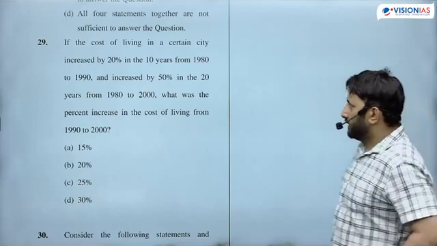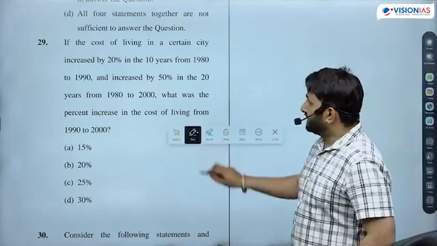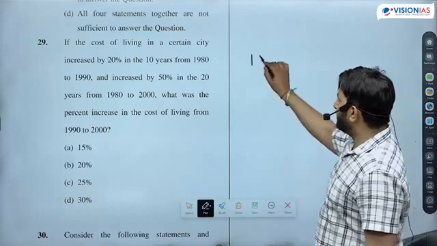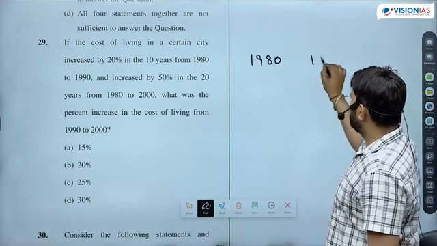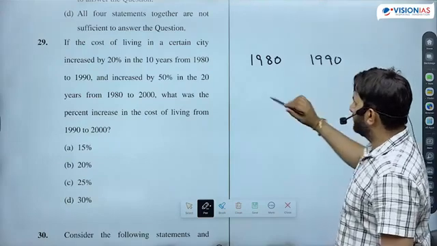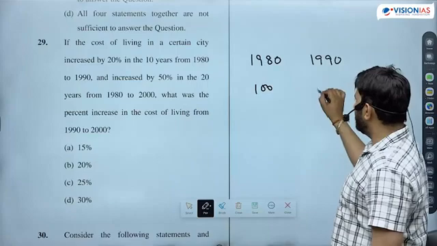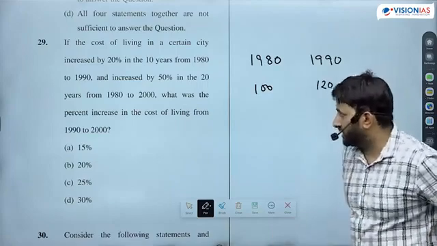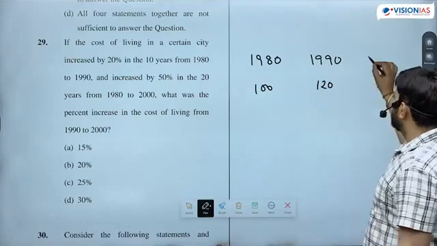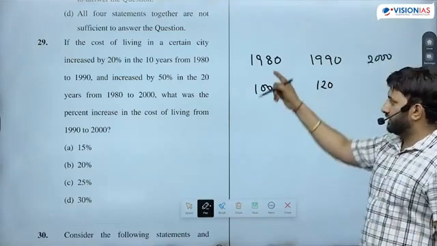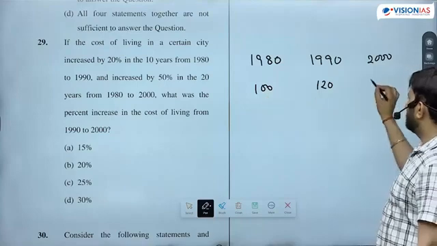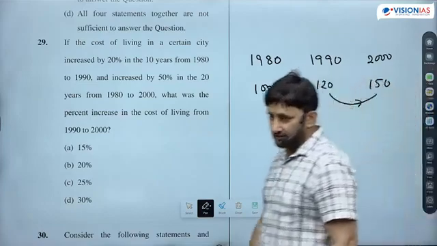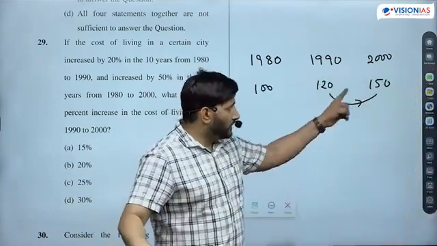Twenty-ninth. If the cost of living in a certain city increases by 20% in the 10 years from 1980 to 1990, if here it was 100 units, now it will become 120, and increases by 50% in 20 years from 1980 to 2000. So here we are taking 1980 as the reference. This is 100, so this will become 150. Now you have to find how much percentage change is there. This 120 becomes 150.